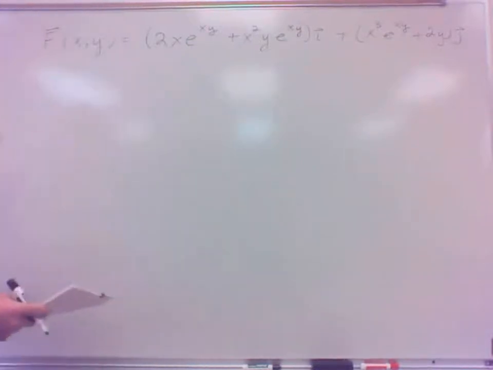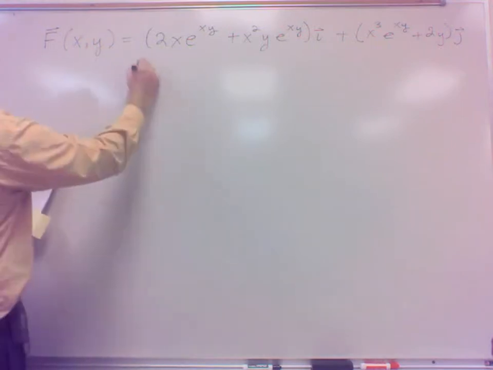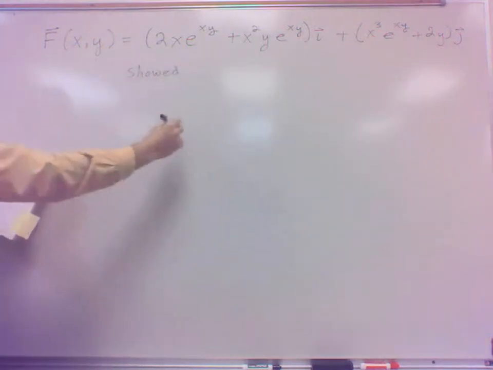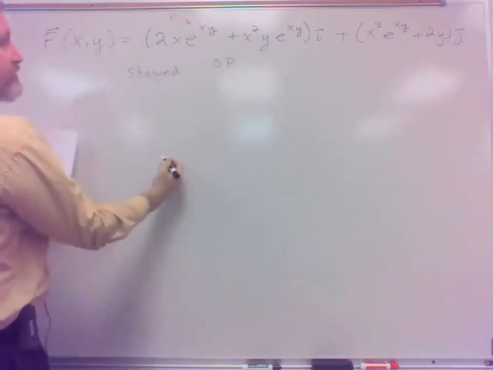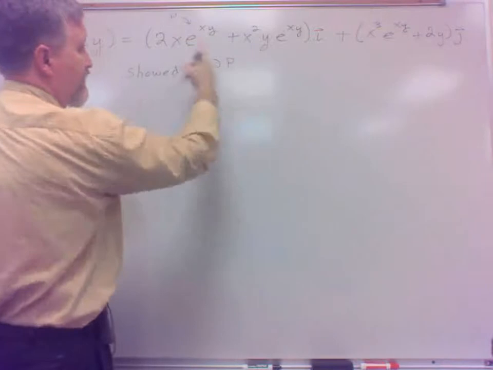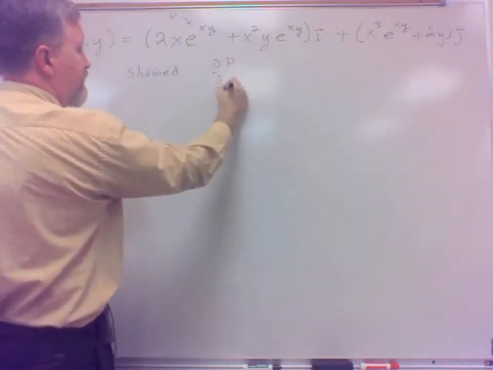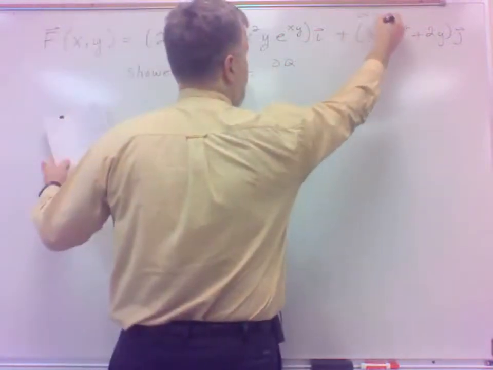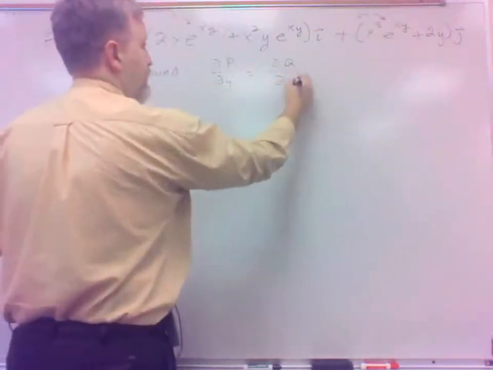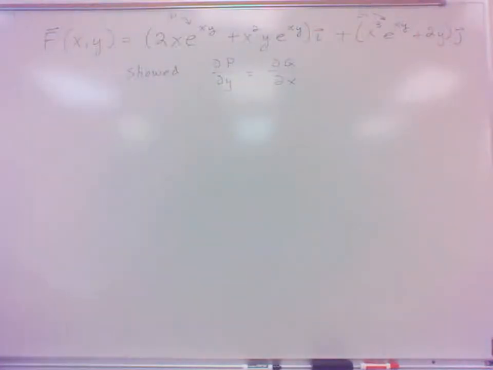Okay, so what do you look at here for our next problem? We previously showed that this was conservative, which meant that the partial of p, which is the i component part of the vector function, with respect to y equals the partial of q, which is our q right here, with respect to x. Those two are equal, and so it's conservative. We showed that previously. It's not difficult to show.